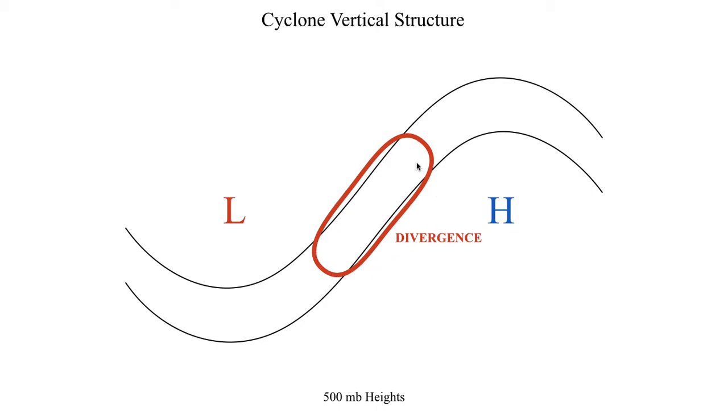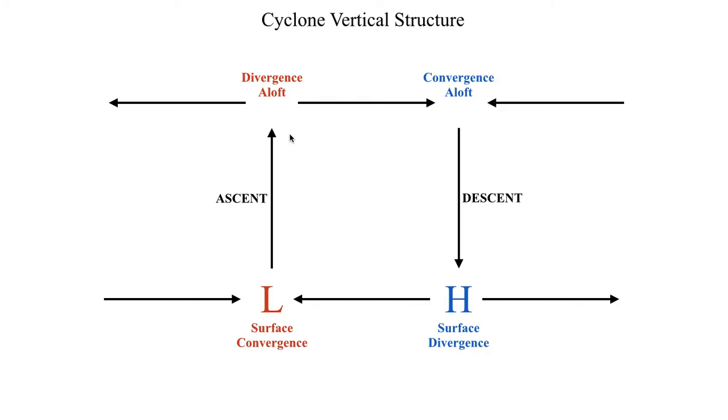Remember that we determined that you have divergence aloft occurring ahead of a trough, and by the mass continuity equation, that means that you've got rising motions occurring where you've got divergence aloft. So again, this is the same diagram that we introduced as part of those lectures. Divergence aloft typically means you've got rising motion, which means you've got surface convergence.